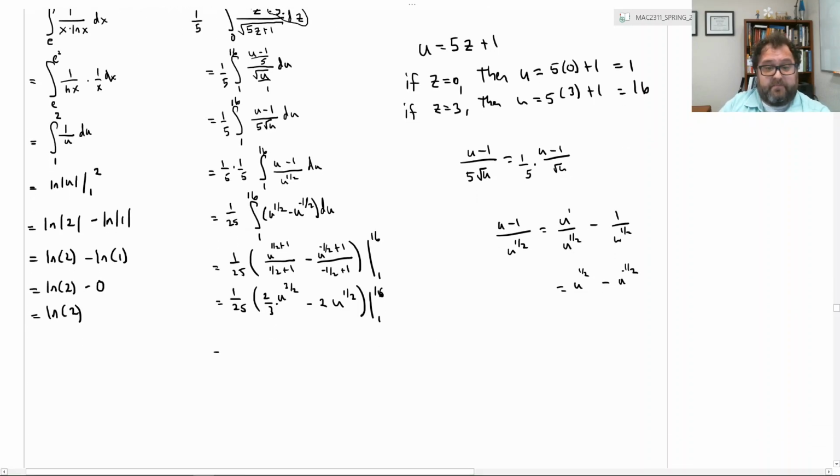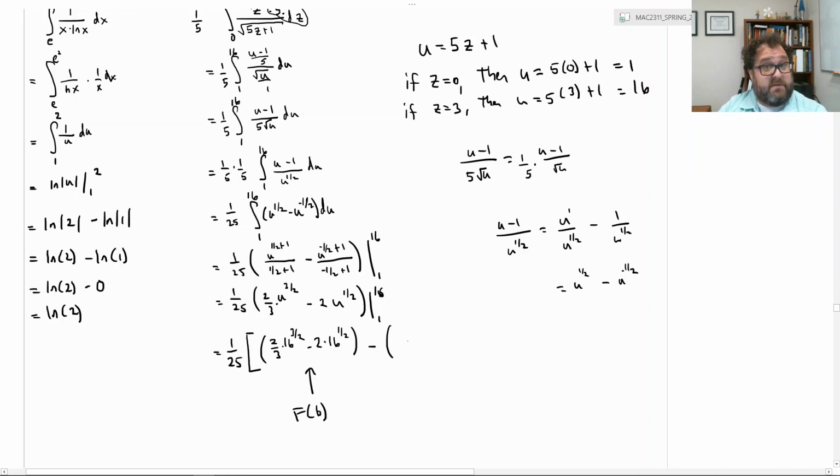Let's be careful here. 1 over 25. I'm going to open a set of brackets, because that 1 over 25 needs to apply to this entire thing. Now, let's evaluate capital F of B, which is capital F of 16. So it's 2/3 times 16 to the 3/2 power minus 2 times 16 to the 1/2 power. So that, my friends, is capital F of B.